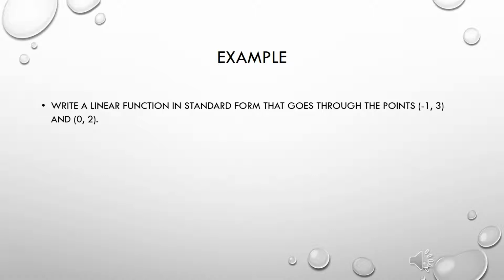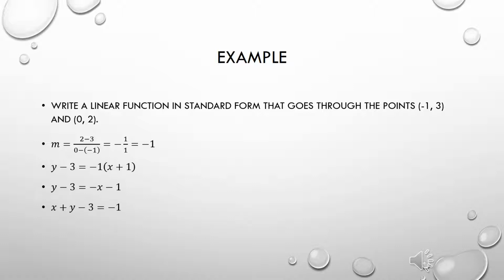So, the first thing I need to do is find the slope. I've done that here. I used (-1, 3) as P1, and I used (0, 2) as P2. I found my slope to be -1. Then I plugged it into point-slope form using the point (-1, 3). I then am going to distribute the -1, so now I have y minus 3 is equal to -x minus 1. I then am going to add x to both sides to bring the x over to the y side.